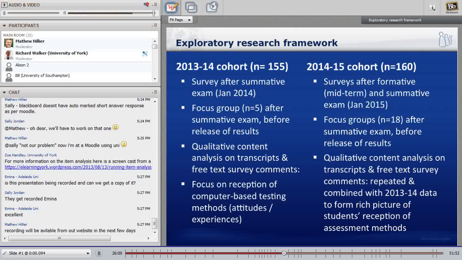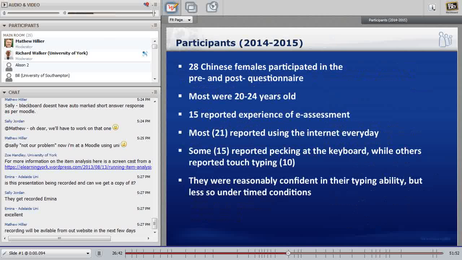Other novel aspects of our study are the fact that it's longitudinal in nature. So we haven't just done a one-shot evaluation. We evaluated the first implementation, then we've looked at the impact of the changes that we've made as well. And the data we'll present today is from that second iteration. The other thing we did was explore a number of potential predictors of learners' engagement. So things like their previous experience of computer-based formative and summative assessment, their use of related technologies, their self-efficacy, and their keyboarding skills. As we've said, our students were mainly Chinese female students. They were studying for an MA in language education.